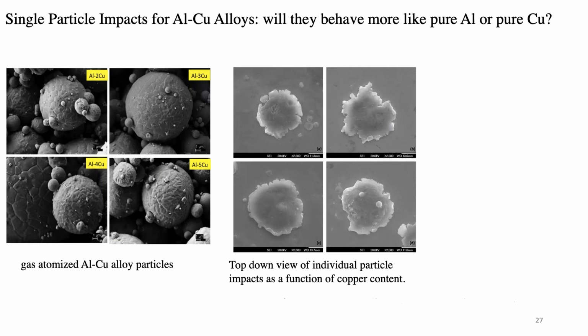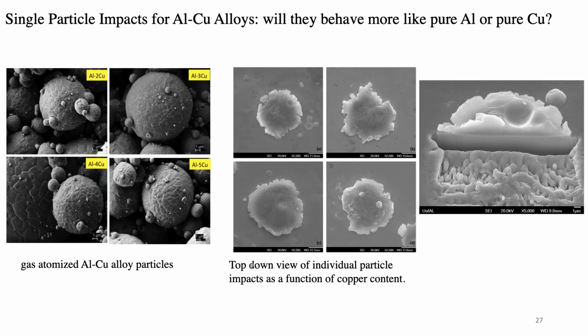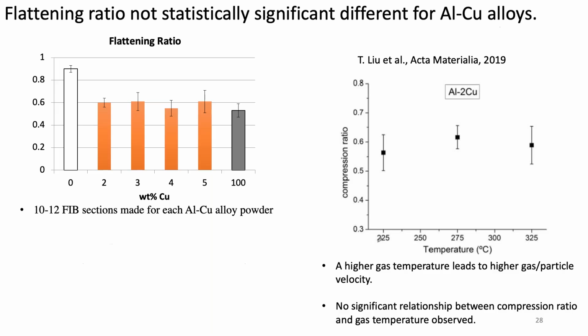So the question we had is, what happens if you're using aluminum copper alloy? Is it more like pure aluminum? Is it more like pure copper? So we used a whole series of 2, 3, 4, 5 weight % copper samples, and we impacted them. This is looking down on individual impacts. This is using a focused ion beam to cut through one of them. You can see this bond line region right there. Immediately what we see is that it's not as flat as the pure aluminum, but it's not really indenting very much like the copper did. So that's an immediate takeaway.